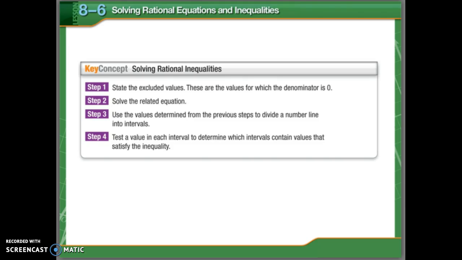Okay, the last thing we're going to look at in this lesson is how to solve a rational inequality. Here's some steps that we need to go through. The first one is stating excluded values, and that means values for when the denominator of the fraction is 0. We're going to need to solve a related equation. We're going to use the values determined from previous steps to divide a number line into intervals and then test the value within each interval to determine which intervals contain values that satisfy the inequality.